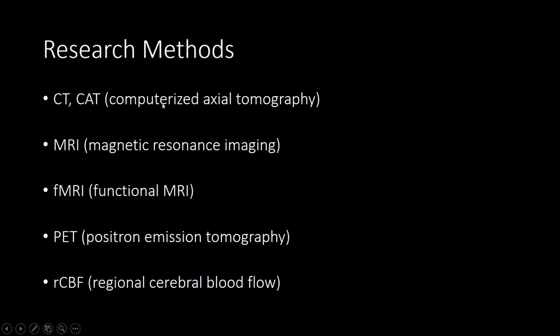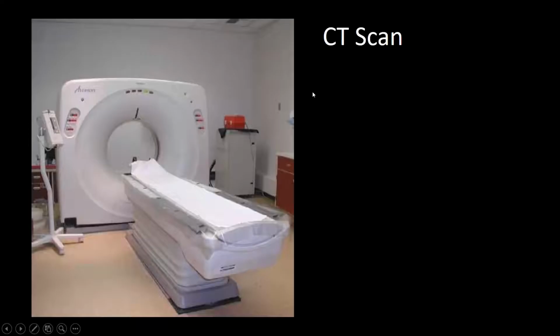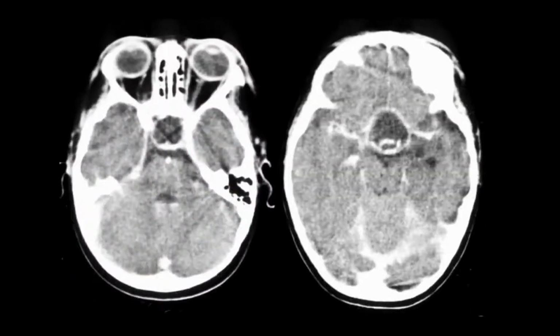CT stands for computerized axial tomography. This is an X-ray based technique. So basically, you pop your subject into the machine. The machine's going to go around and can create a 3D model of the person's brain. Now, because it's X-rays, we don't get great resolution.